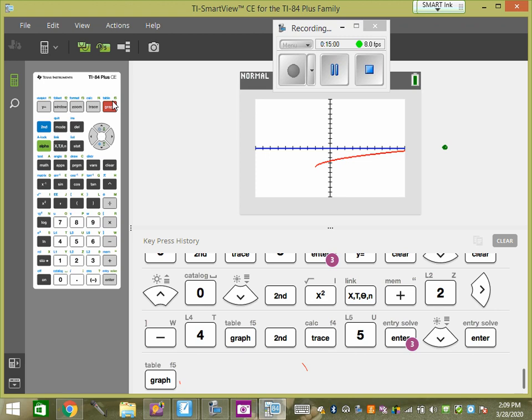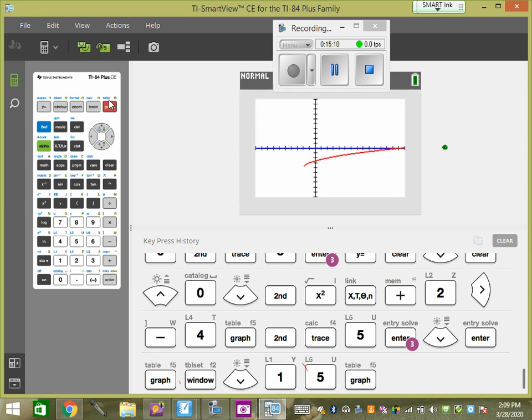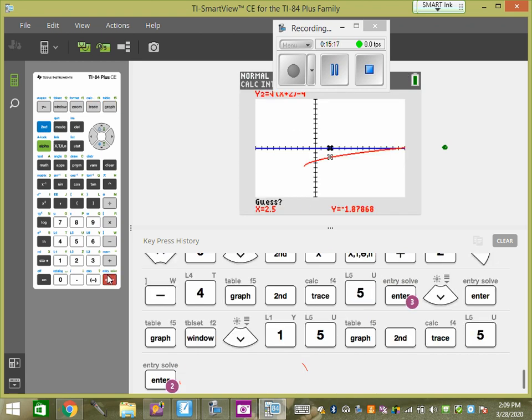So if I know my solution's 14, which I knew because I already found it algebraically, I'm going to go to my window and make my x max be 15, making sure that it has the solution in it. Now I can actually see where it crosses. So I go second, trace, 5, enter, enter, enter. And now it gives me the answer 14. Before it couldn't because my x max was 10.